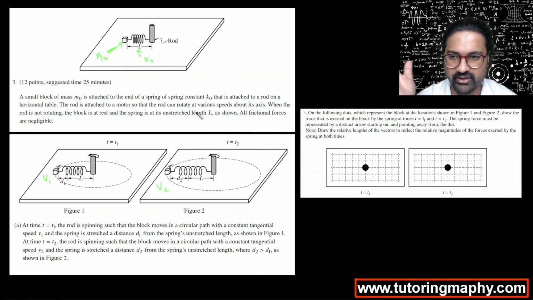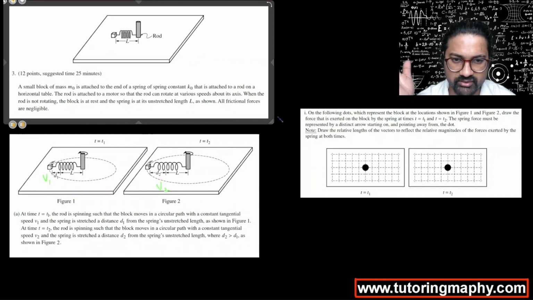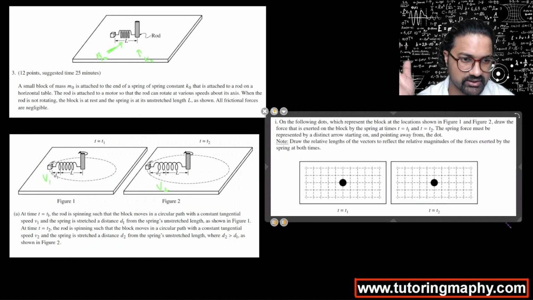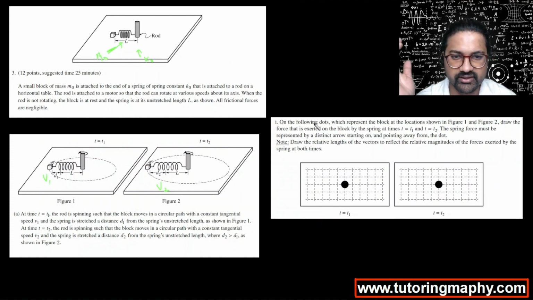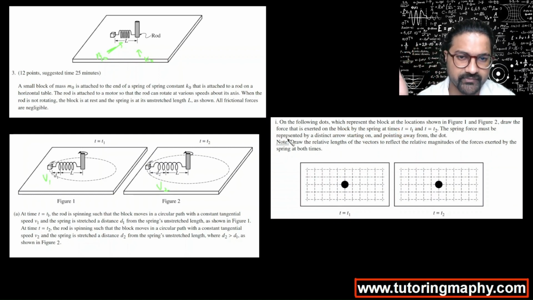So question one says, I'll just try to zoom this in since we are through with these two images. Let me zoom this size a little bit. Now they are saying that on the following dots, which represent the block at the location shown in figures 1 and 2, draw the force that is exerted on the block by the spring at the times T1 and T2. The spring force must be represented by a distinct arrow starting on and pointing away from the dot. Relative lengths of the vectors should reflect the relative magnitude of the force exerted by the spring at both times.